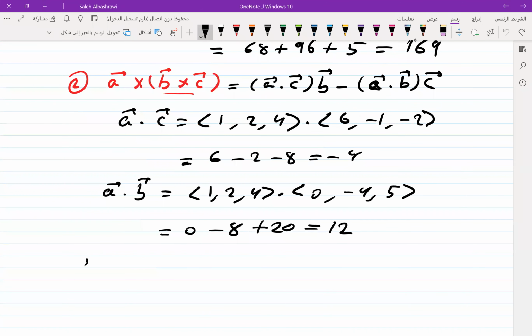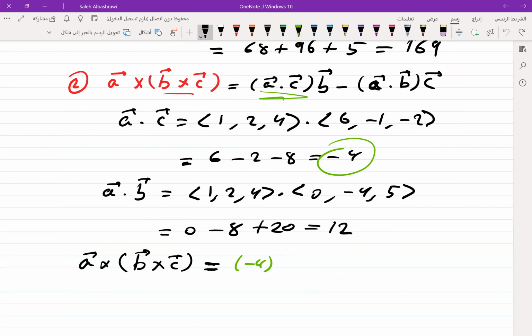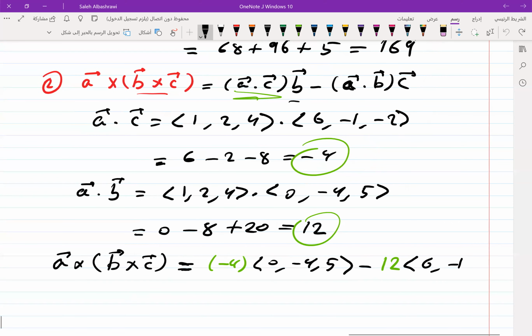So A cross B cross C is equal to A dot C, which is minus 4, multiplied by B, and B is given by (0, -4, 5), minus A dot B, which is 12, multiplied by C. And C is given by (6, -1, -2).